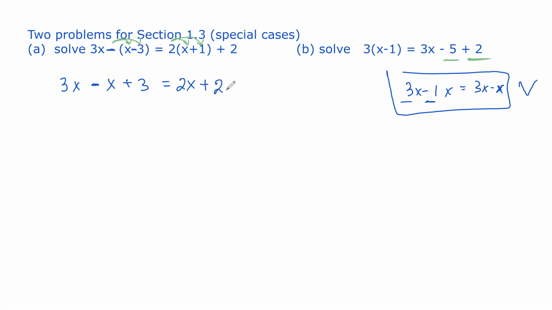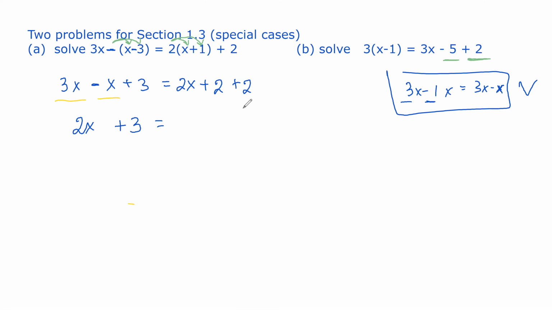What we do is we follow the distributive property. 2 times x is 2x. 2 times positive 1 is plus 2, right? And then plus 2. So after that, we'll be combining them, right? So I have these two to combine. So it's like 3 minus 1, and it gives me 2x. The 3 stays plus 3.